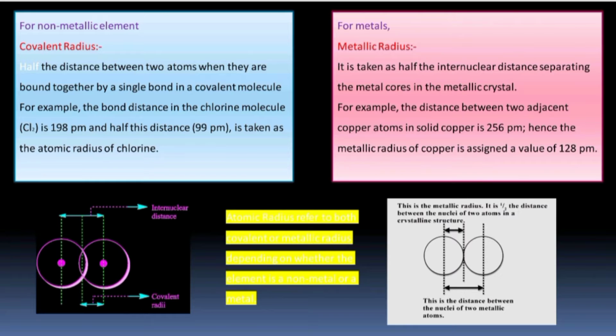So, what is the metallic radius then? It is half the internuclear distance separating the metal cores in a metallic crystal. For example, the distance between two adjacent copper atoms is 250 picometer, and hence the metallic radius of copper is 128. Actually, what is the atomic radius? It is half of the distance between the nuclei of two combined atoms.